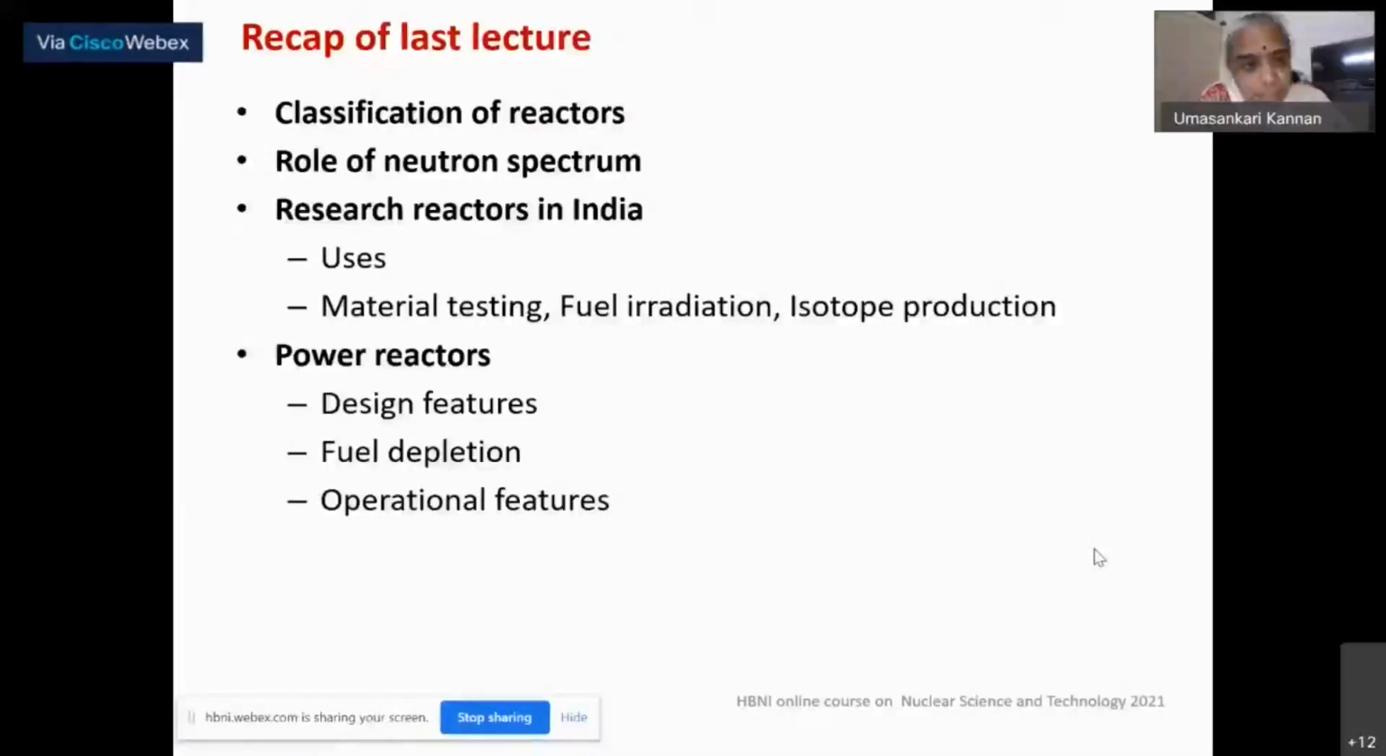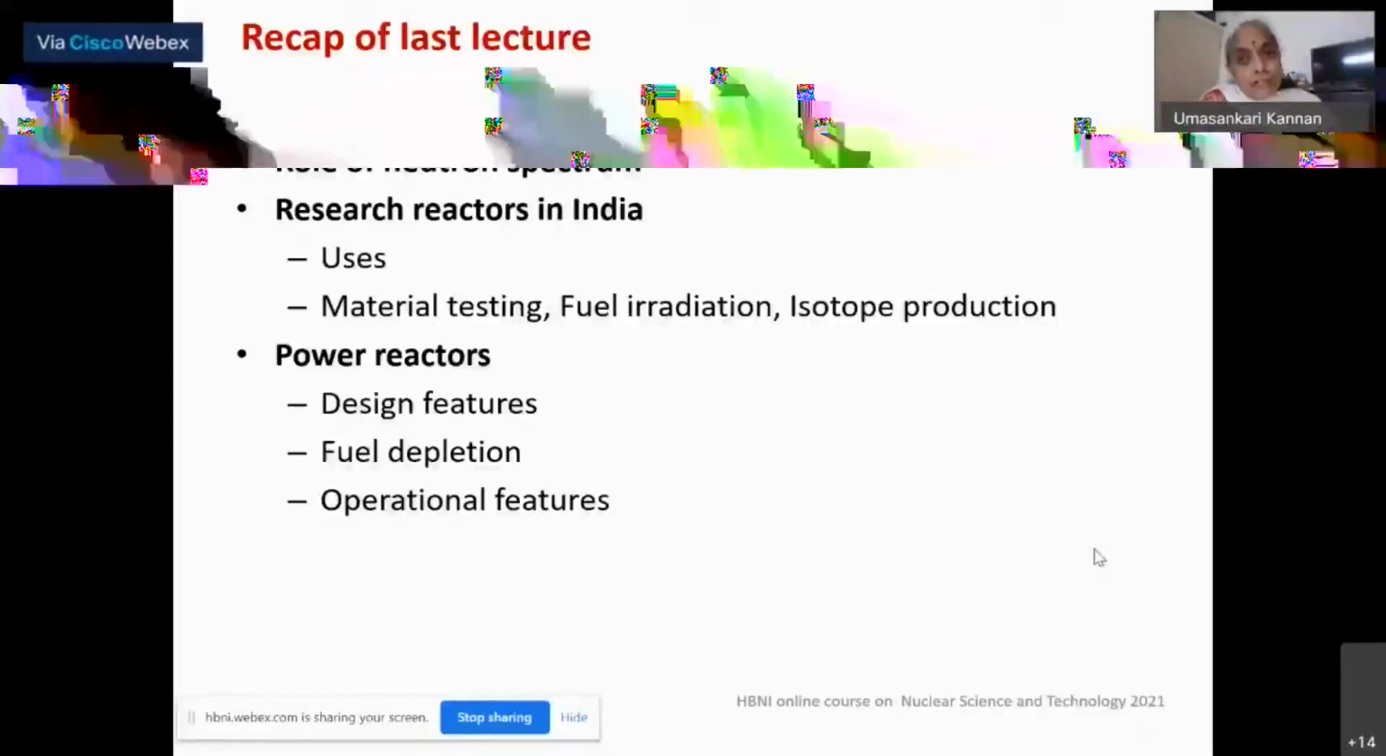Just as always, I give a recap of the last lecture. I hope you have downloaded the notes of this lecture 5 also, or it may be available today. We saw the classification of reactors with respect to the neutron spectrum, whether they were thermal or fast, or depending upon the coolant or moderator, whether they were light water cooled or heavy water cooled or graphite moderated and so on.